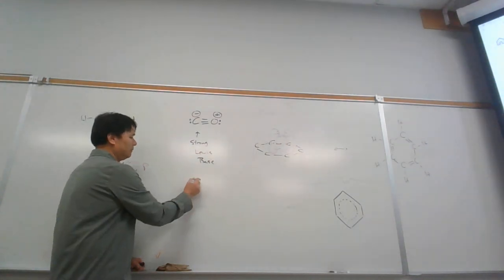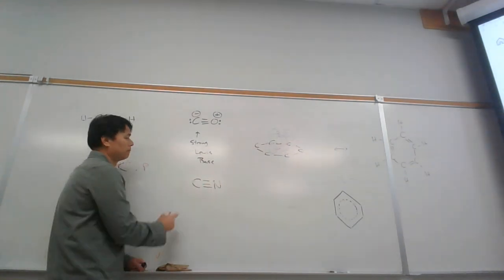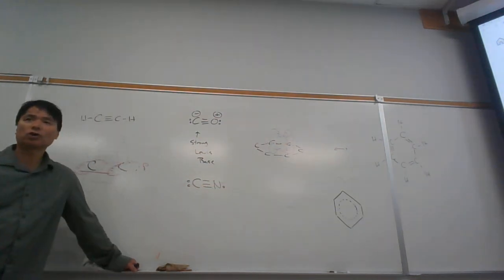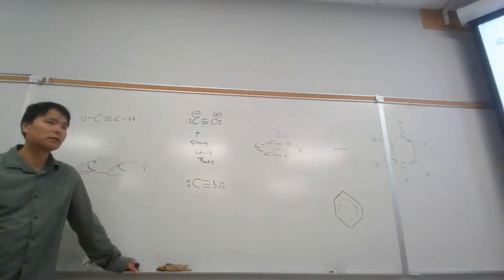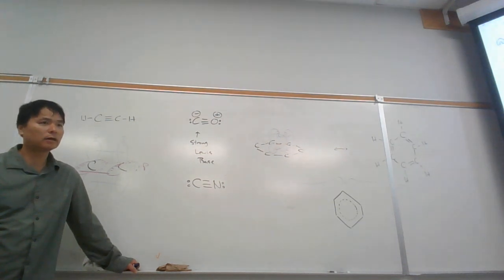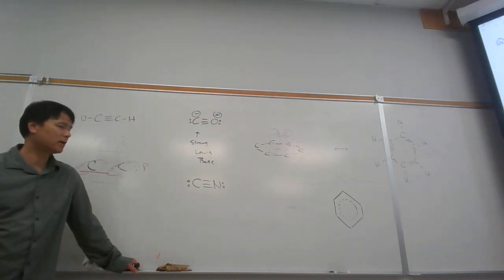How about cyanide? Cyanide is a weird one too. Cyanide has a charge of -1. What are the formal charges? Nitrogen is a positive? No. Count the electrons, make sure. Nitrogen is supposed to have 5. How many does it have in this structure?